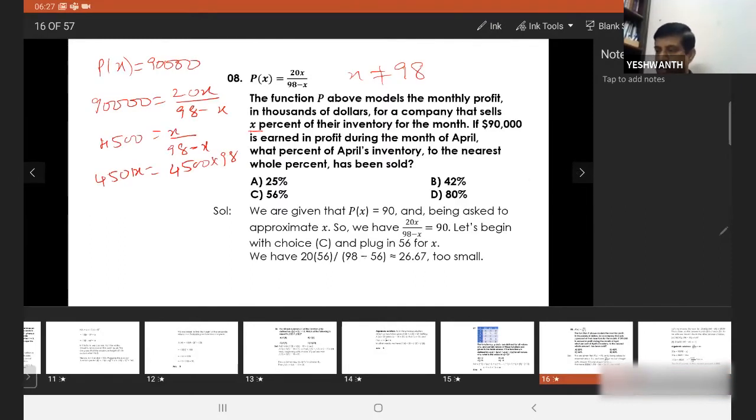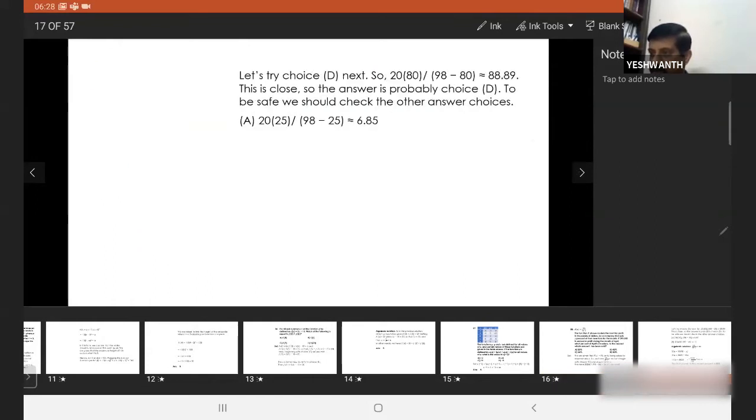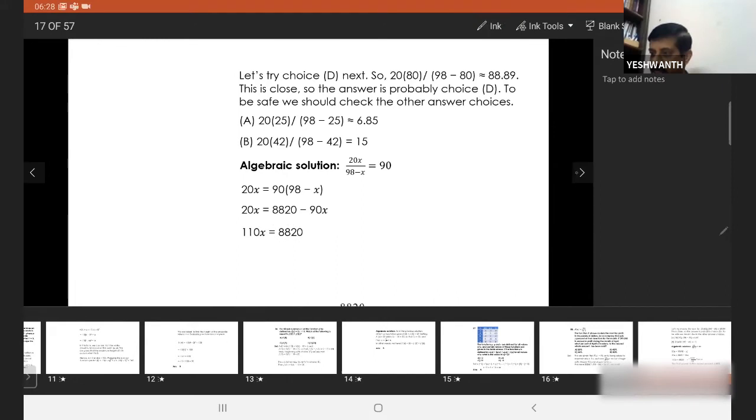So according to this calculation that we made, x is approximately 4,500 into 98 by 4,501. So this is nothing but approximately 26.67 percentage into 100 if you take. So that is 26.67. So 26.67 is, what is that he said, to the nearest whole percentage has been sold. So not 26.67, it is 88.9. Just let us check the value.